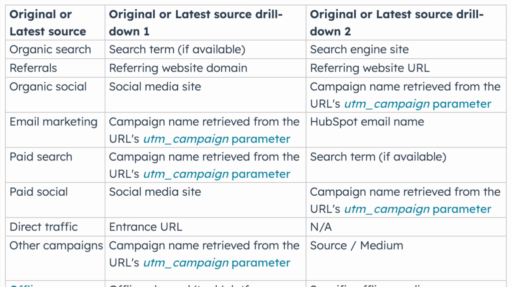So now that we see all these three properties stock information in HubSpot, I advise you to go on HubSpot's website to see a recap tab that explains exactly what kind of information these three properties can store. For instance, if traffic comes from a Google search, we will see as the original or last source organic search. On original or latest source drill down one, we will see the search term if available. And for original or latest source drill down two, we will see the search engine website.